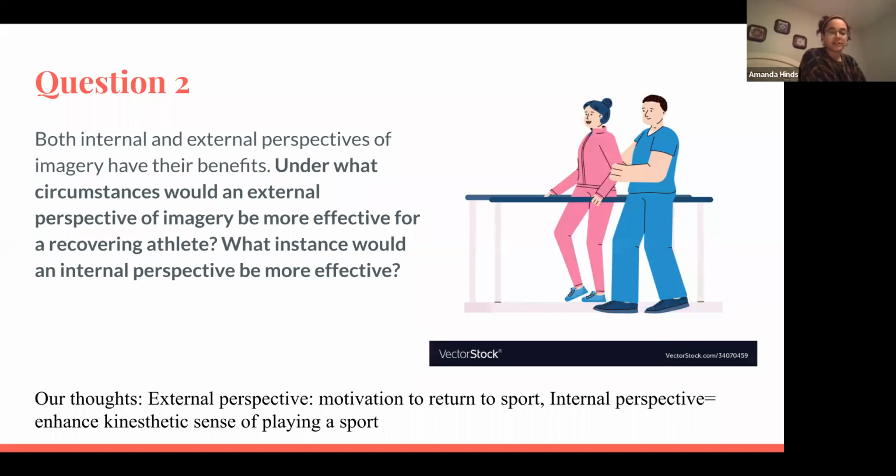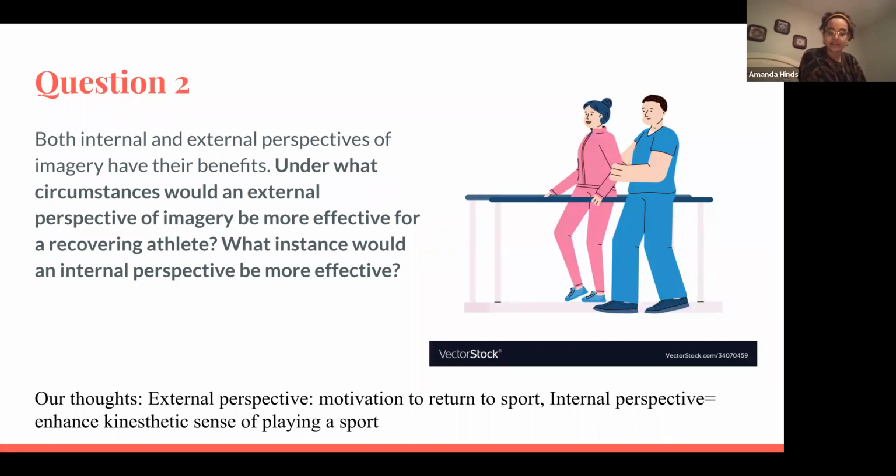Some of our thoughts were that an external perspective could be beneficial for an athlete seeking to have motivation when returning to their sport. Perhaps a track runner can just imagine themselves crossing the finish line and successfully completing it and seeing the crowd cheering for them from that third person, out of body perspective, and it might help motivate them to fully improve.